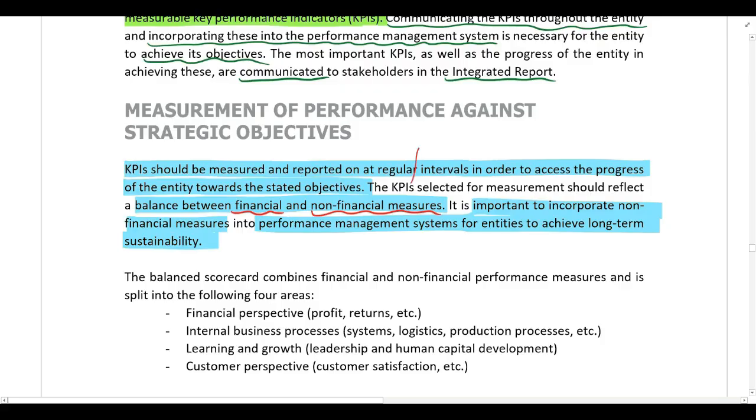So for example, what could your KPIs be? Your KPIs could be financial ratios, because obviously we don't ignore the financial side of things. We still have to take that into account. But in addition to the financial ratios, we can also look at things like the amount of water and electricity that the company used during the period, their CO2 emissions, the amount of money that they spend on training employees, the number of accidents that happened during the period or employee injuries that happened during the period, etc. So we don't only look at financial ratios.